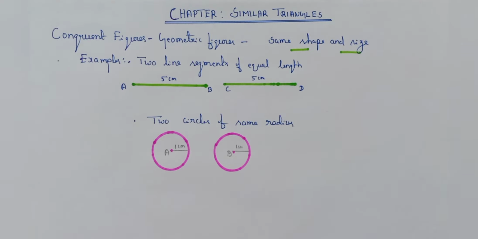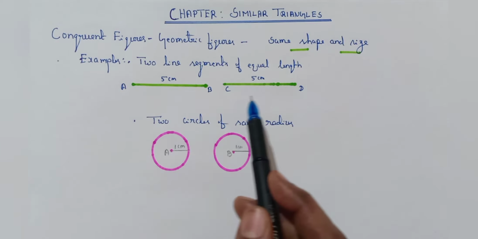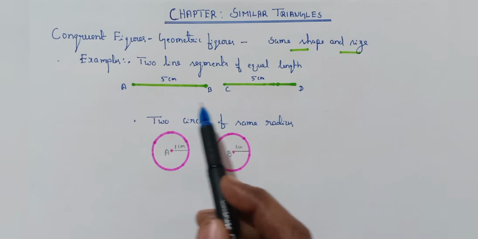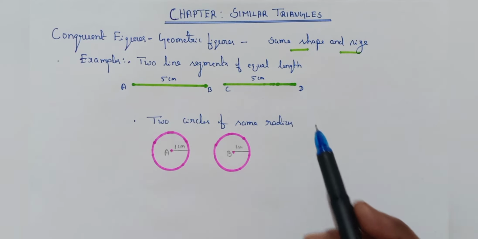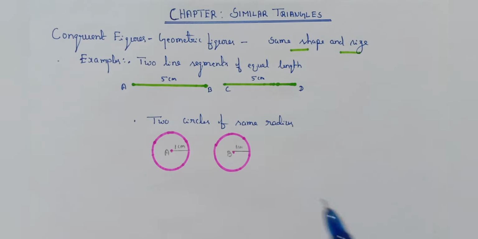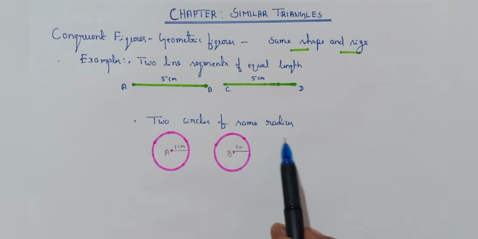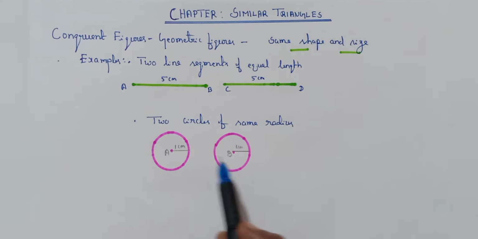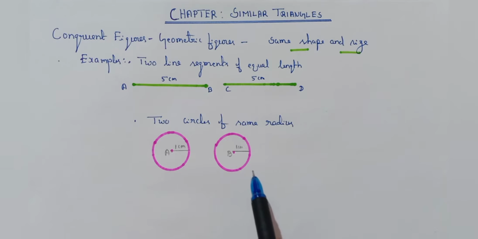Example, we can give the two line segments of equal length. Here, AB and CD have the same length, 5 cm. So, AB and CD are called congruent line segments. And one more example, two circles of the same radius. Here, the two circles with centers A and B have the same radius, 1 cm. So, the two circles are called congruent circles.